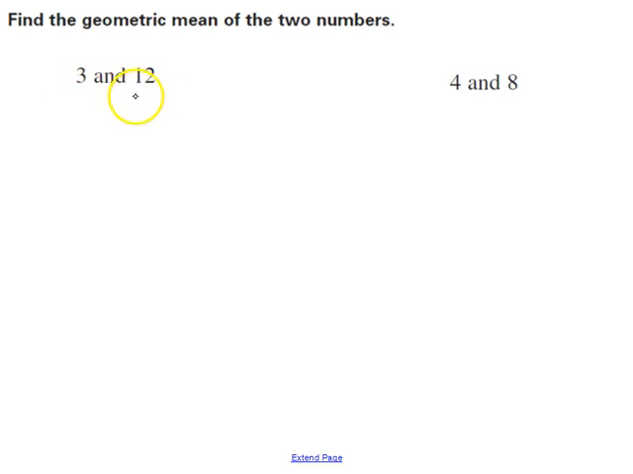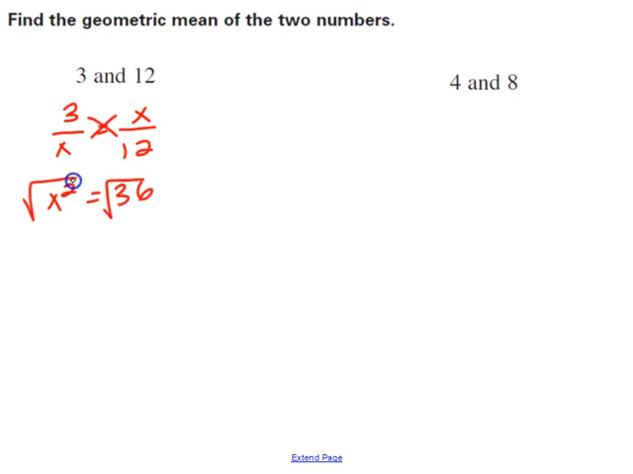In this first set, 3 and 12, we can do this one of two ways. First, set up the proportion 3 over x equal to x over 12. So you're just setting up a proportion with those two numbers. X has to go at the bottom of one of the ratios and at the top of the other. And then when you cross multiply, we'll get x squared is equal to 3 times 12 gives us 36. So now when we want to solve for x, we have to take the square root of both sides, and then we'll end up getting x equal to 6.